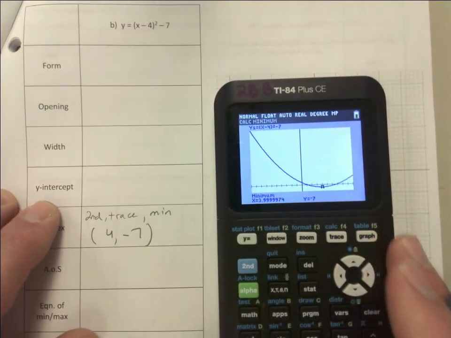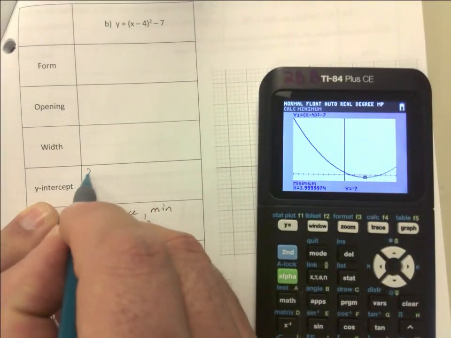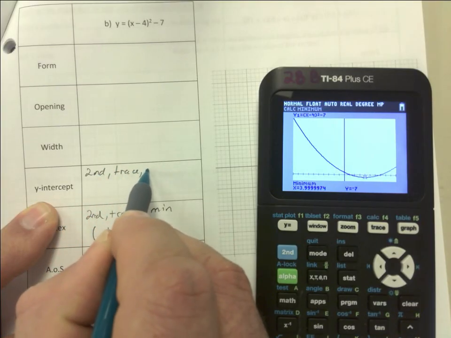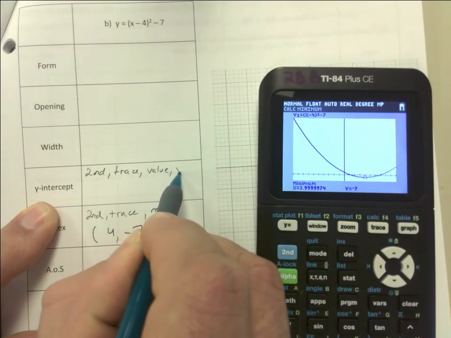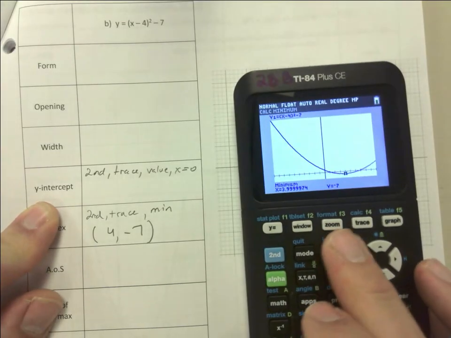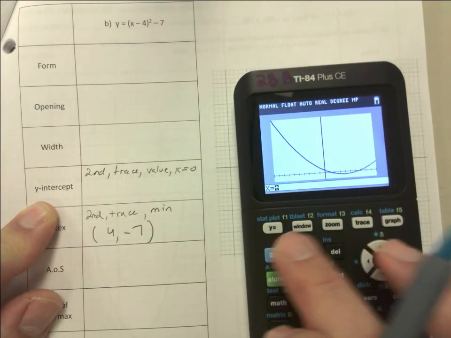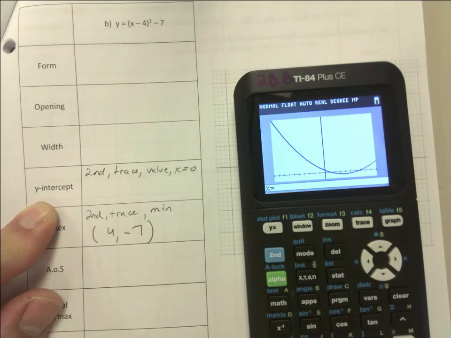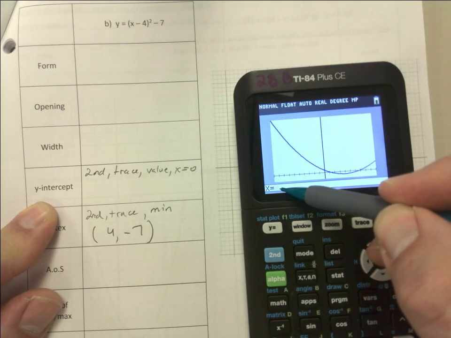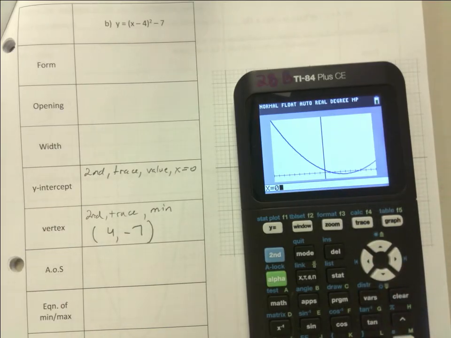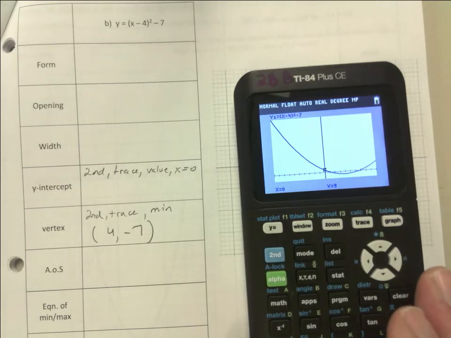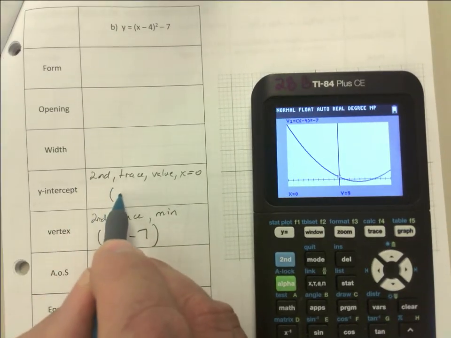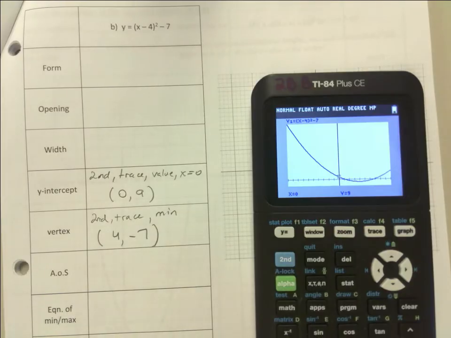The y-intercept, I'm going to find that as well. What do I press for y-intercept? Second, trace, value. I let x equal to 0. I select value. X is equal to, it's asking me for an entry, right? You go 0. Type in 0. Press enter. And it is 9. 0, 9 is the y-intercept. So you write down the coordinate of it like that.